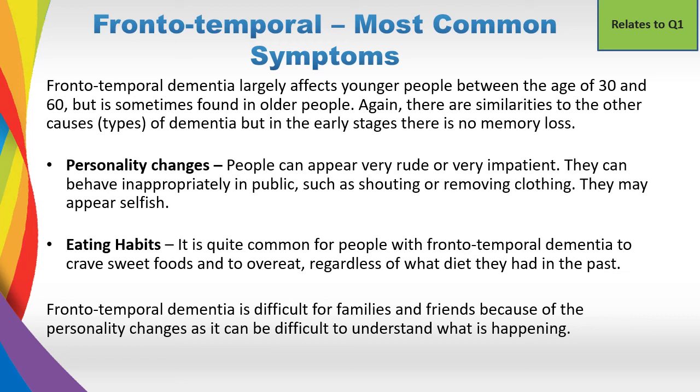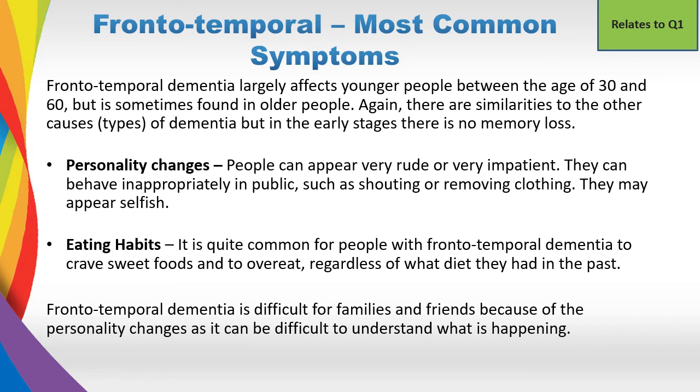So the most common symptoms of a person with frontotemporal dementia is that it largely affects people between age 30 and 60, but it can be found in older people. There are similarities to the different types or causes of dementia that we looked at, such as Alzheimer's disease, Lewy bodies, and vascular dementia. But the key common symptoms in frontotemporal dementia that make it different are the personality changes and the eating habits. So people's personality can change, so they appear very rude or very impatient.